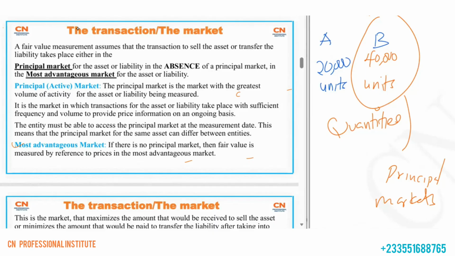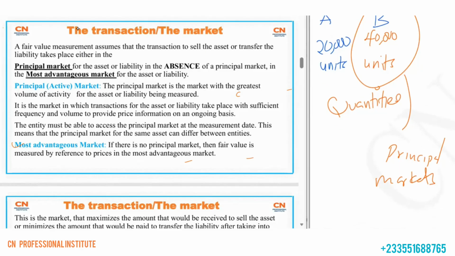So you have two markets, let's say Makola market, KGTR market, Tudu market. In which market can you sell the greatest units of that item, of that asset? The market in which you can sell the greatest units becomes the principal market, or the active market. So I'm done. All right, so that's it.